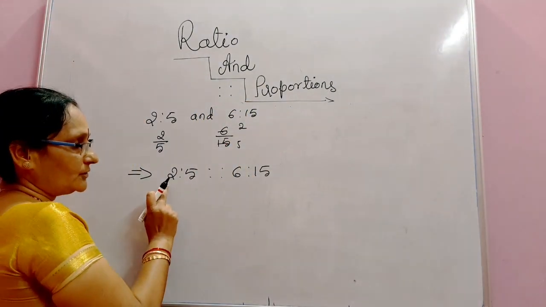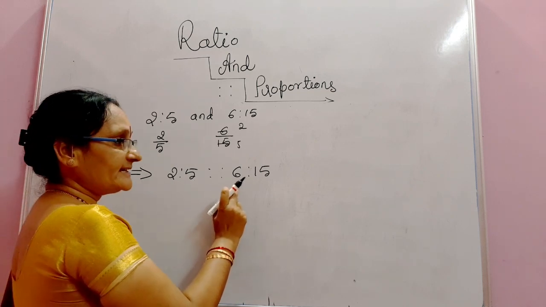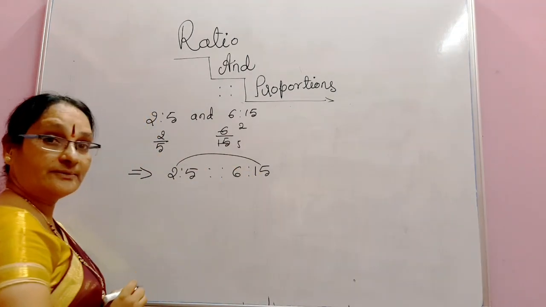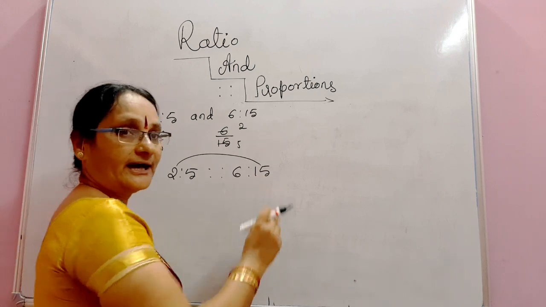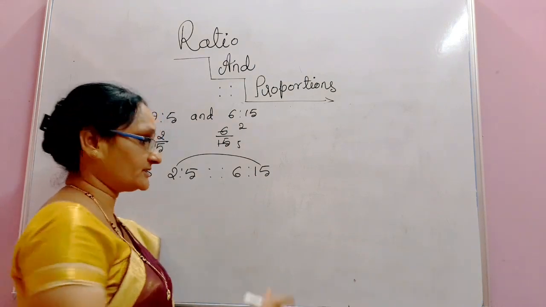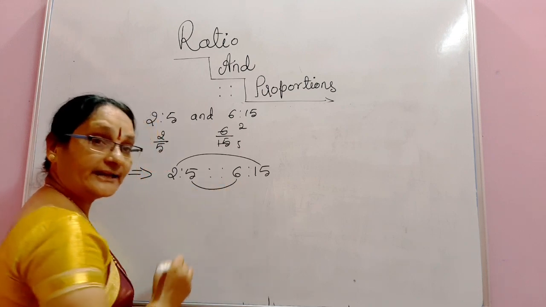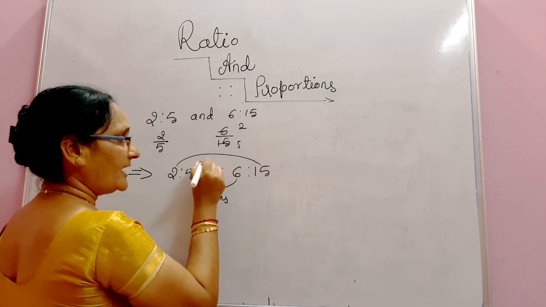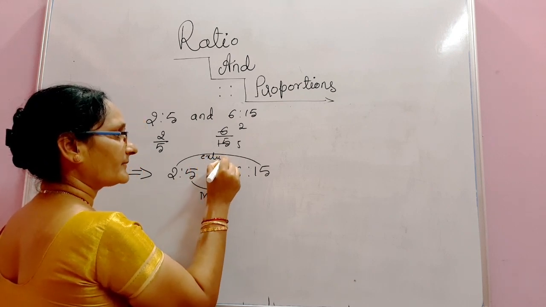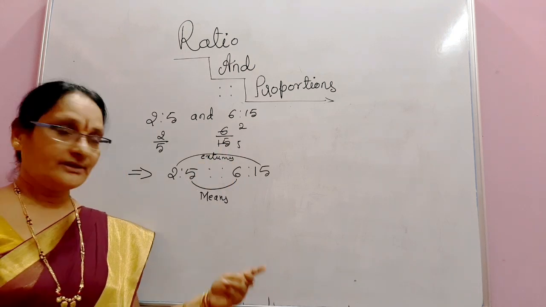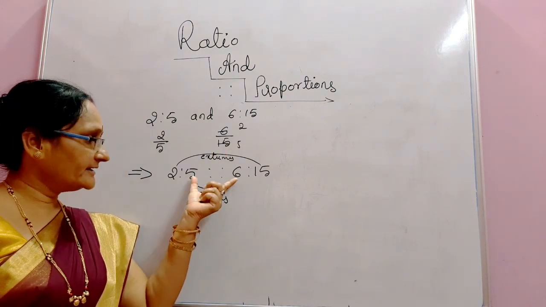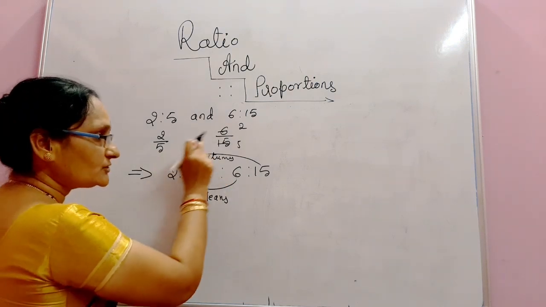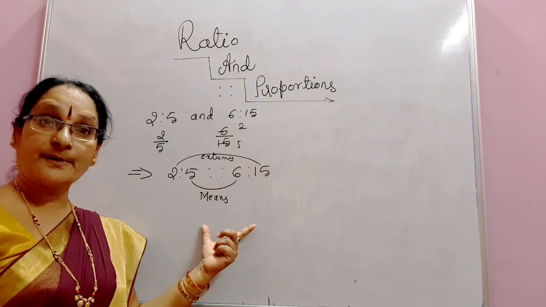Now see here, children, 2 is to 5 is as to 6 is to 15. Now these two are extremes. That means 2 and 15 are at the end. They are called extremes. And 5 and 6 are in the middle. They are called means. These are means and these are extremes. Extremes means they are at the end. These two are at the end, and these two are in the middle. So these two are called means. These two are called extremes in the proportion.